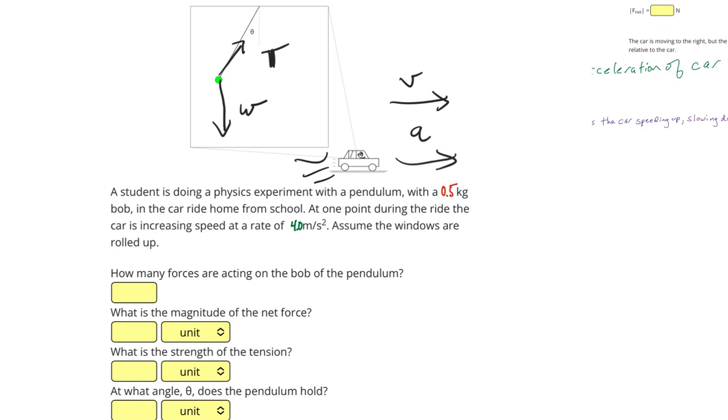Now, there's an apparent force pushing it this way. Okay, apparent force. It's not really there, but the car is pushing ahead, and the rosary or whatever that's hanging is being held back because of inertia, the first law of motion.